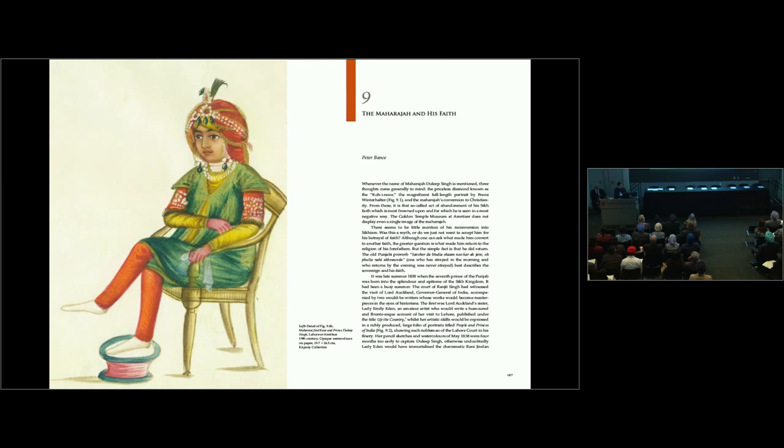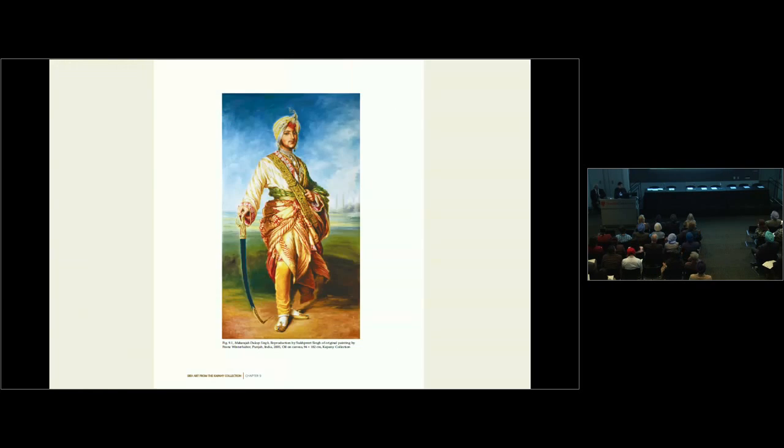Peter Bain's chapter on the Maharaja and his faith traces the biography of Maharaja Dalip Singh, who was removed from the Punjab following its annexation to Britain in 1849 and relocated to Europe. Illustrating his history with artworks from the Kapany Collection, Peter paints a sympathetic portrait, examining the Maharaja's conversion to Christianity and also the motives behind his eventual return to the Sikh faith.